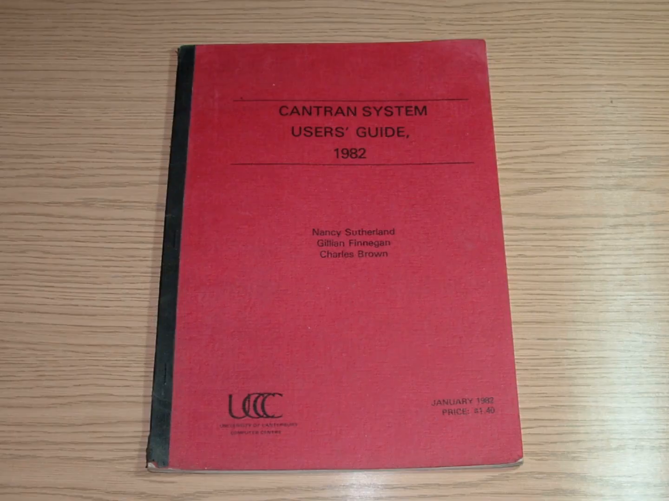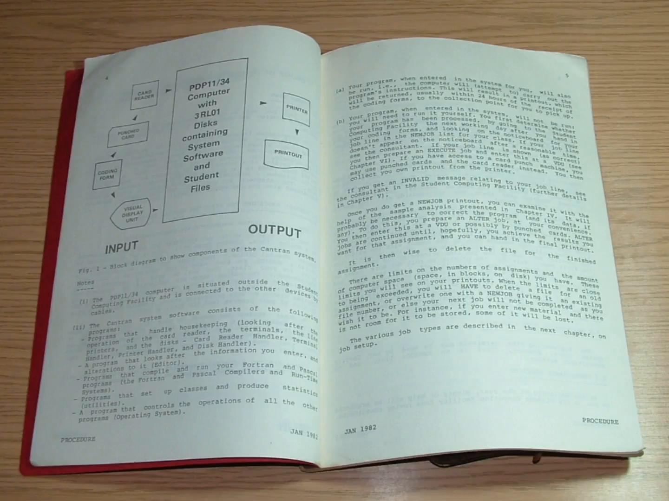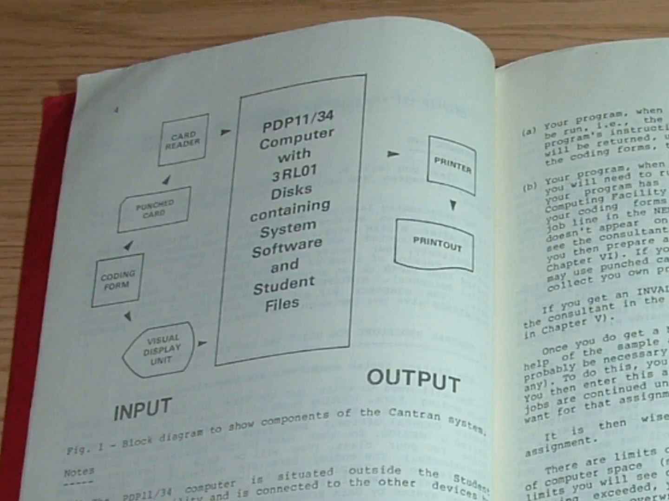When I was in my first year at Canterbury, students ran their programs on a system called CANTRAN. It was a batch system designed to run large numbers of small programs written in either Fortran or Pascal. When I was there, it ran on a PDP 1134. Although it had terminals, it wasn't really interactive. Essentially, you put in your program, the system compiled and ran it, and you got a printout at the other end.